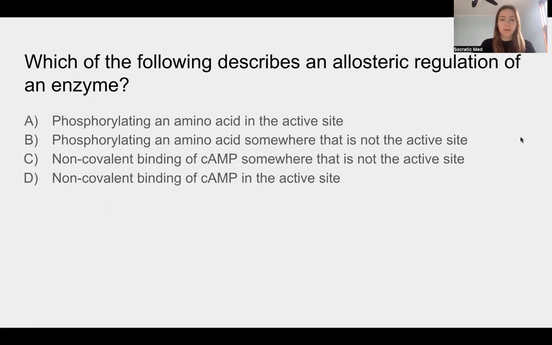All right, I will reveal our answer now, which here is going to be C. So allosteric regulation, an example is the non-covalent binding of cAMP somewhere that is not the active site. So allosteric means somewhere other than the active site. So you could have crossed out A and D if you knew that. But allosteric regulation is non-covalent binding of something in a different site. So phosphorylation would be a different type of regulation, which we will discuss now.